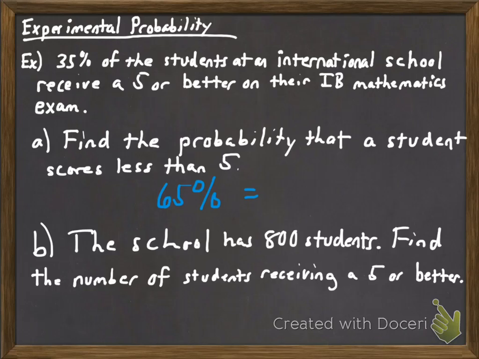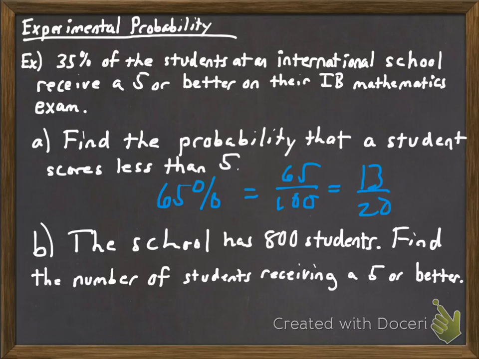Or you could write that as 65 over 100, which is equal to 13 over 20 if you simplify the fraction. All right, that's an experimental probability. It doesn't always match up with the theoretical probability. The theoretical probability is if you were to run an experiment an infinite number of times, what percentage of the time would you expect a certain outcome?